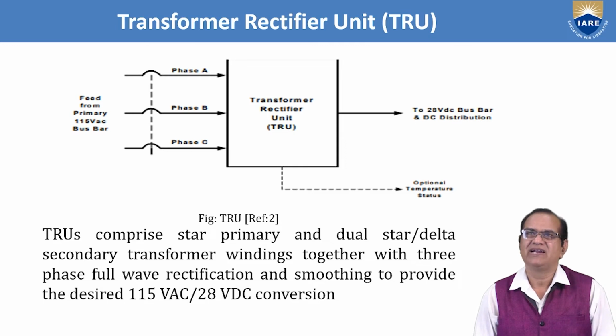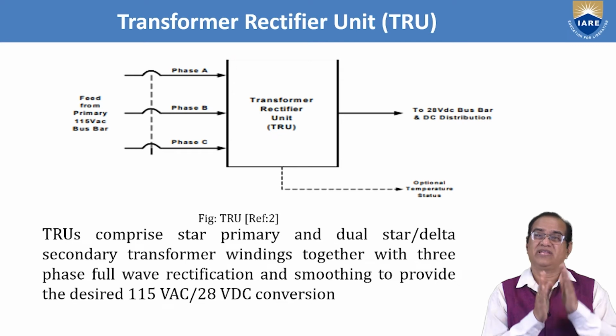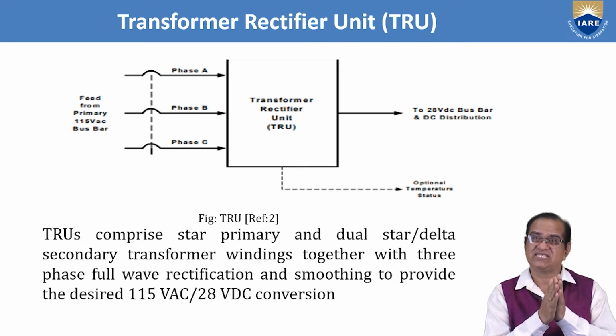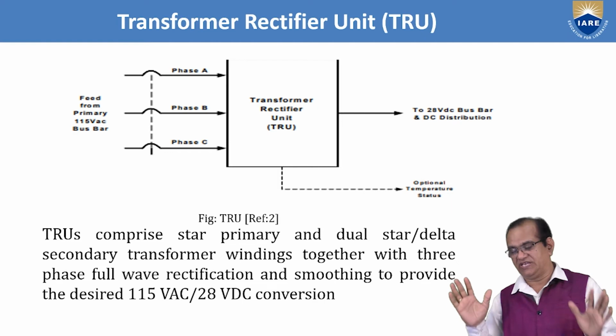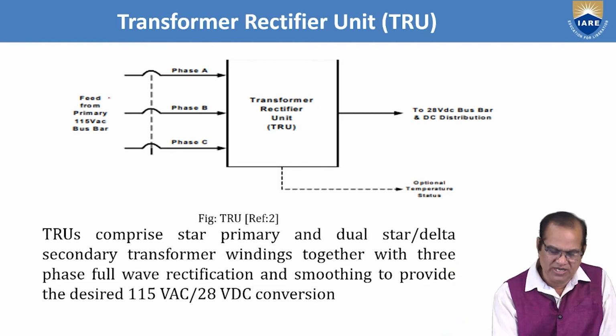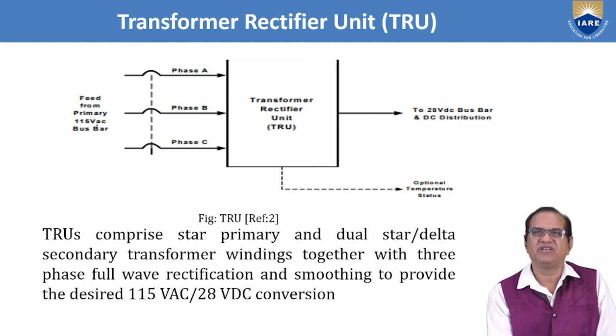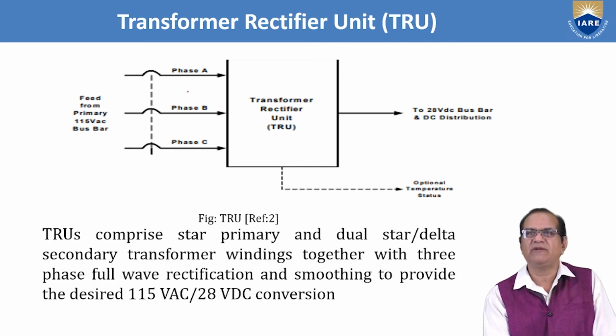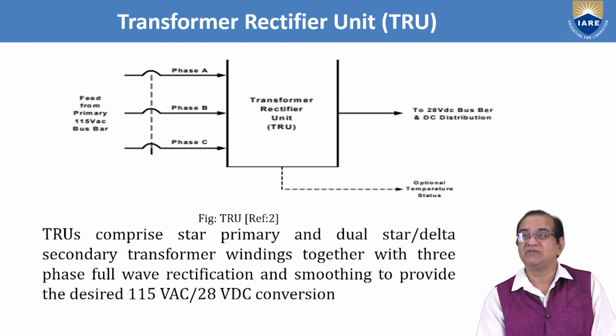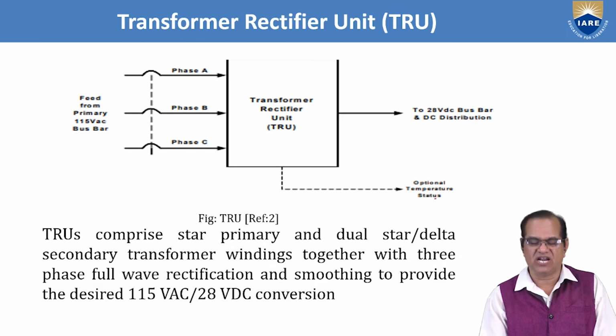Now I will talk about the transformer rectifier unit. This is used to convert the 115 volt three phase AC to 28 volt DC. This is the purpose of this unit. Here, the feed from the primary 115 volt AC bus bar goes to the transformer rectifier unit, phase A, phase B and phase C. From here it is converted from AC to the 28 volt DC bus bar, and goes to the DC distribution. Here you can also see optional temperature status.